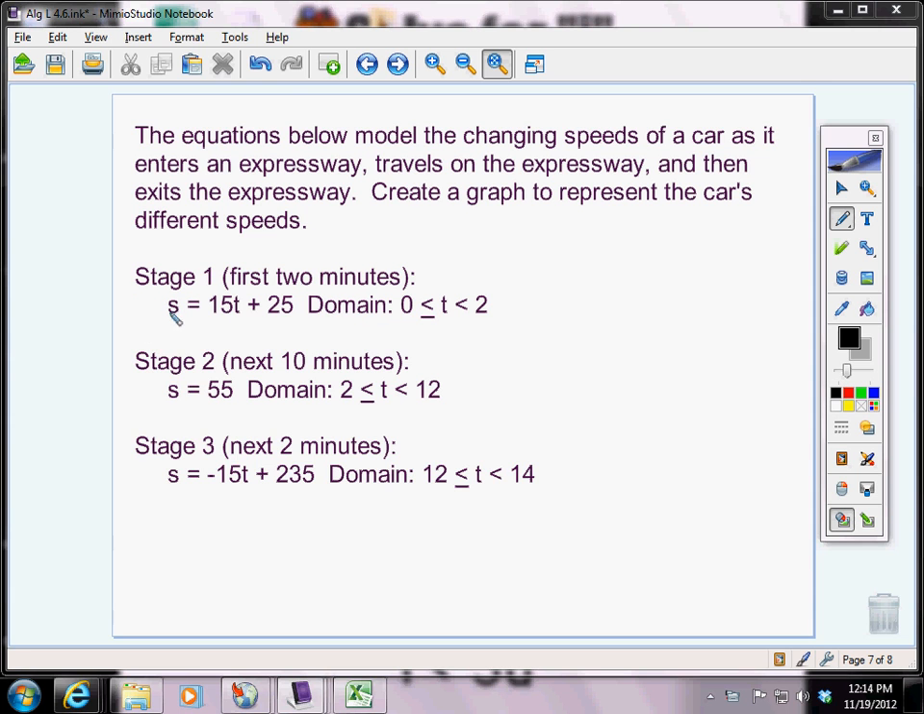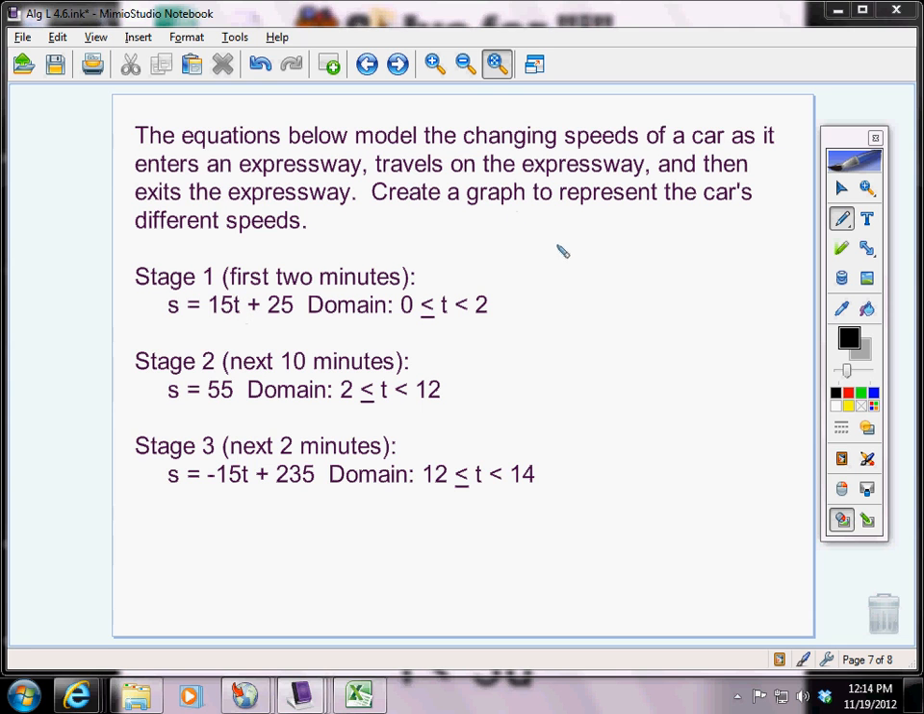Okay, so here is the first one, entering the expressway. Our S here represents the speed, and our T represents the time. So for the first 2 minutes, between 0 and 2, we're entering the expressway at 25 miles per hour, and we're accelerating at 15 miles per hour. Now, I want you to think back to when we talked about slope as a rate of change. And I had said that we can use slope and rate interchangeably.